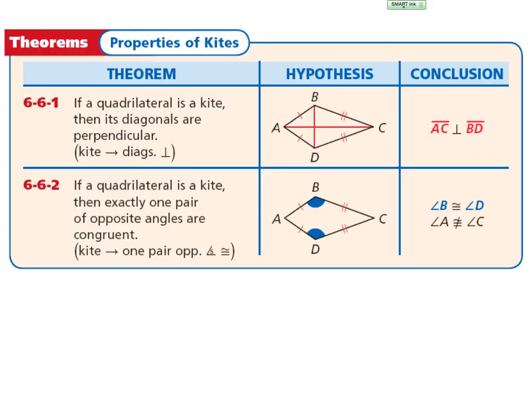There's two theorems related to kites. If a quadrilateral is a kite, then its diagonals are perpendicular. That was one that you just told me. And if a quadrilateral is a kite, then exactly one pair of opposite angles are congruent. And we could figure out which ones are the congruent ones if we notice where the line of symmetry is. So B and D were congruent angles, but A and C were not.